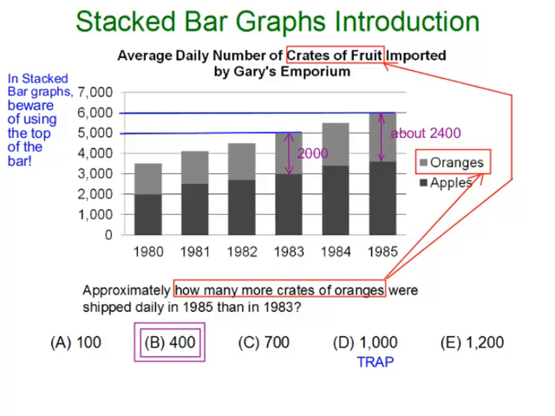Okay, so notice that I'm being a little bit imprecise because we don't have any labels between 3,000 and 4,000. I don't exactly know how many apples there were in 1985. You kind of have to eyeball it, and that's okay. And notice the use of the word approximately in the question, acknowledging that that's okay to do.